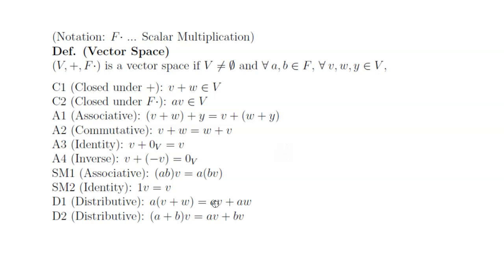So a non-empty set with addition and a scalar multiplication, satisfying all these rules, is called a vector space. And certainly the Euclidean space will satisfy all these conditions. All right, that's it. I hope that this was clear.